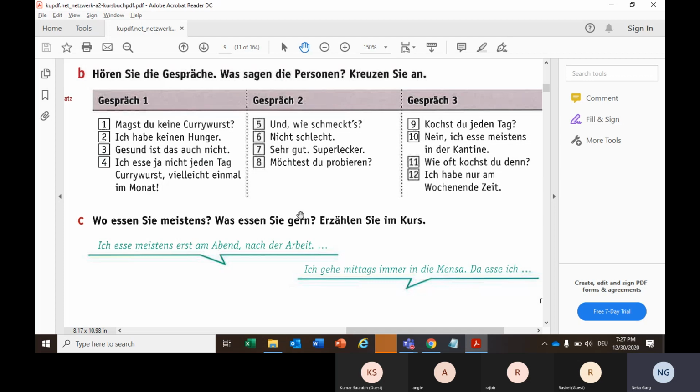Rachel, wo essen Sie meistens? Ich esse meistens im Haus und ich esse gern Salat mit Fleisch. Okay, sehr schön. Und sehr gesund auch.